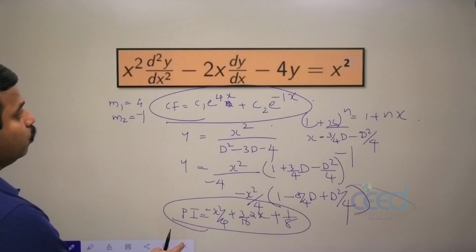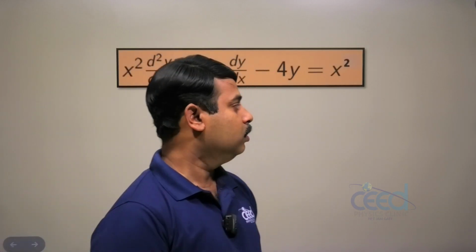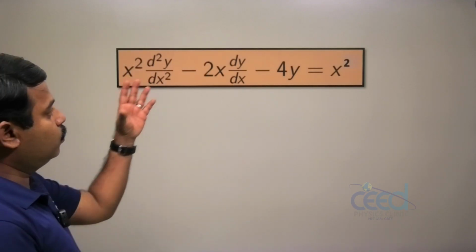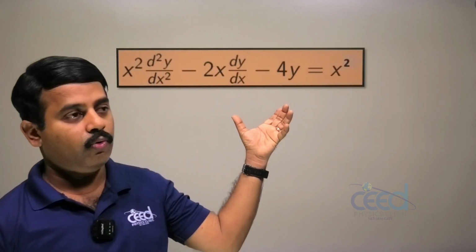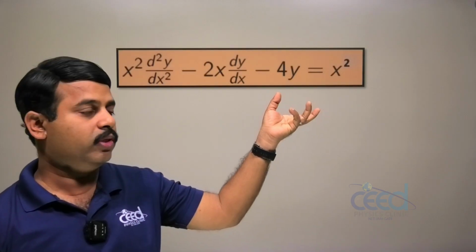So these are the two kinds of differential equation we studied. Now see, x square d square y by dx square minus 2x dy by dx minus 4y equal to x square. This is the Euler-Cauchy differential equation. Before that we saw the exact differential equation.